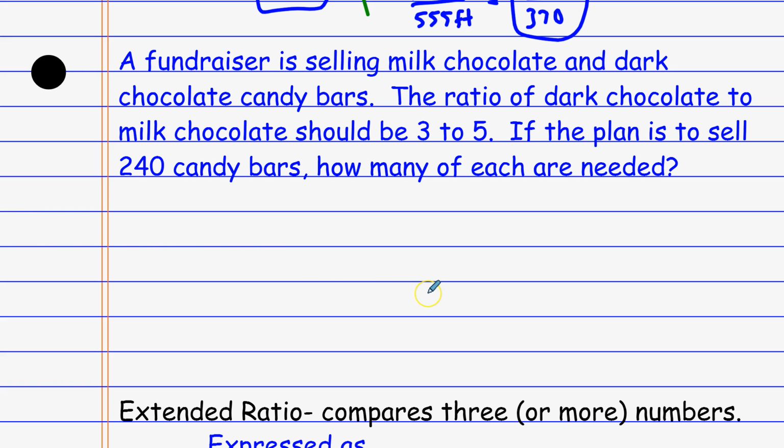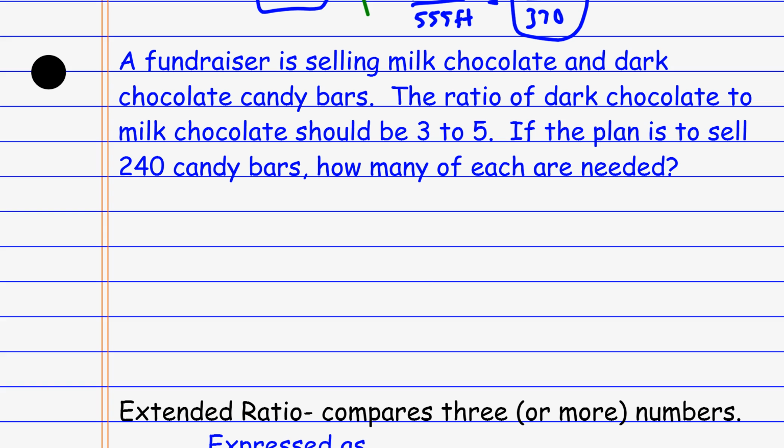If I look at something like this guy using a ratio to find some values. So here a fundraiser is selling milk chocolate and dark chocolate candy bars. The ratio of dark chocolate to milk chocolate should be 3 to 5. If the plan is to sell 240 candy bars, I want to know how many of each are needed.